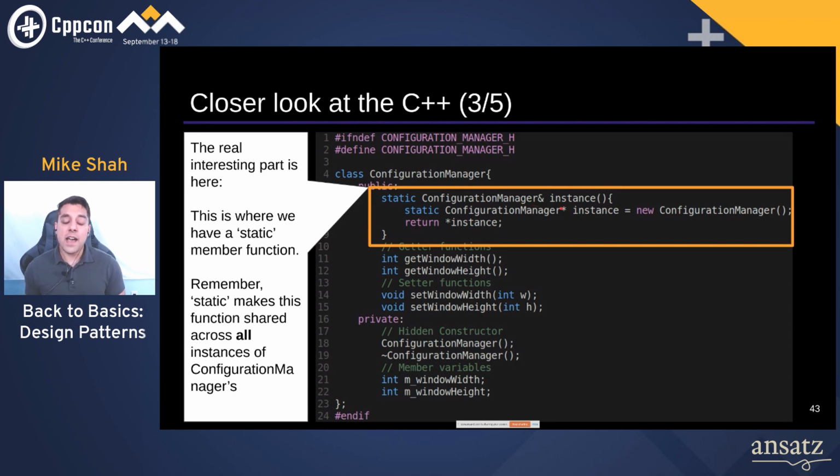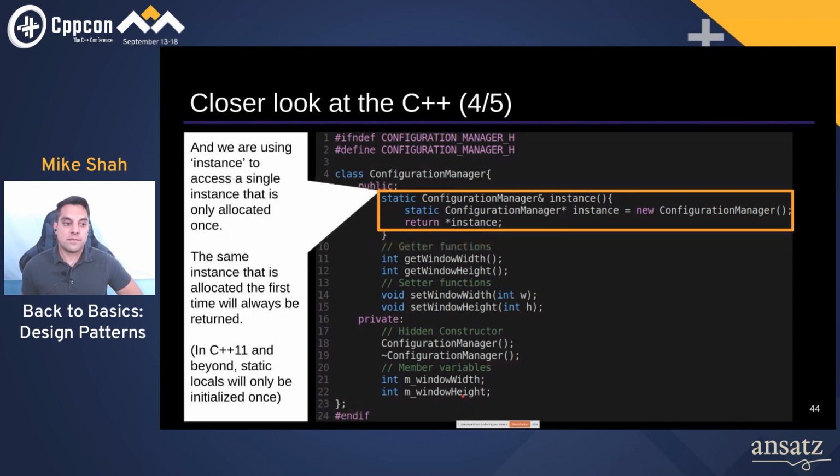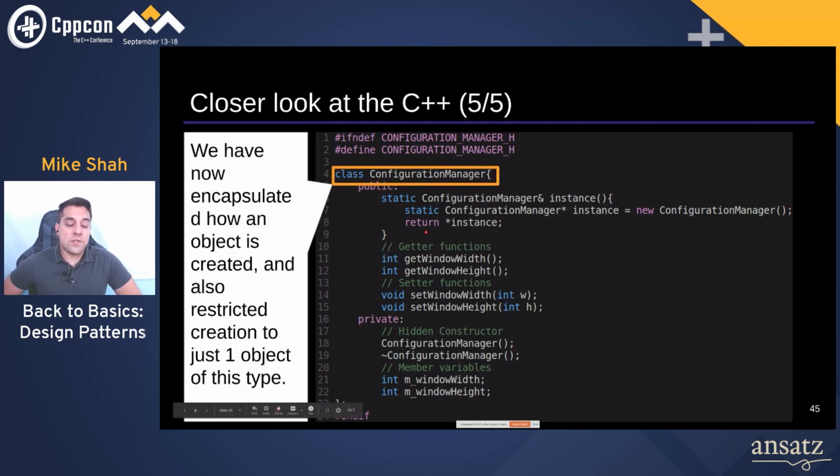Okay, so now if we work through this instance function, we'll always be working with the same instance of this class, which holds this piece of data here, our window width and our window height. Okay, so now we've successfully encapsulated how an object's created, and we've restricted this access to just create exactly one instance of the singleton. Okay, and that's what our configuration manager is doing. It's now satisfied that singleton pattern.